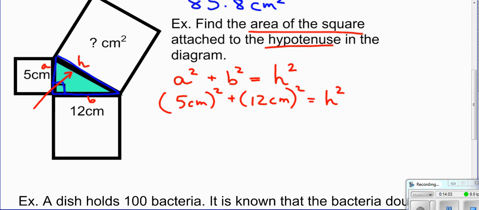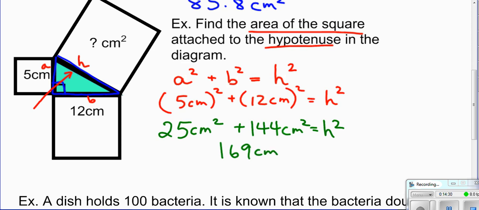Following our order of operations, we are going to make sure we do our exponents before we add. Many of you last year in grade 8 would add the 5 and the 12 and then square it, not following your order of operations. This year you are much wiser, so we're going to do 25 centimeters squared plus 144 centimeters squared, and you found those values on your cheat sheet. You didn't even need your calculator. And when we add them, we get 169 centimeters squared as the area of the hypotenuse square.